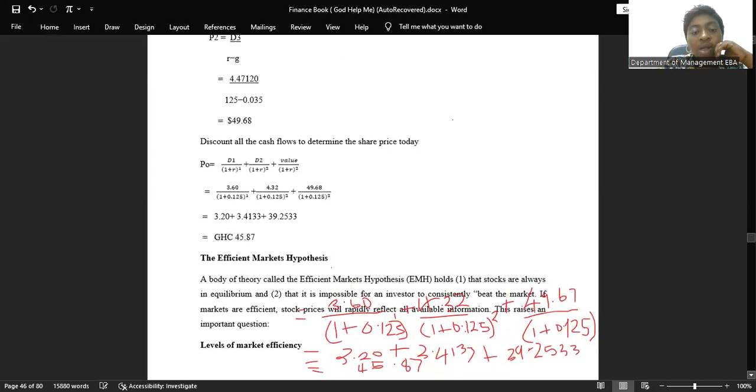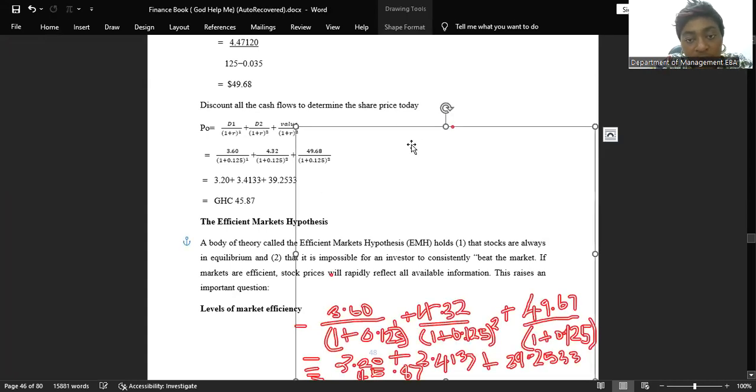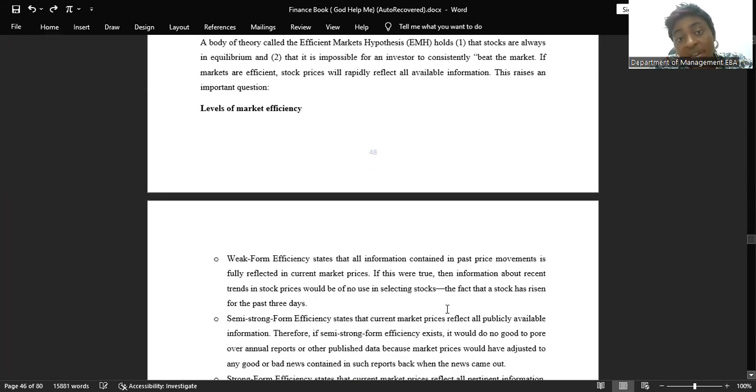Now, that is it. But we want to understand the efficient market. When you talk of the efficient market hypothesis, this is where we assume that the stocks are always at equilibrium. Then it's very difficult for someone to beat the financial market because it reflects all the information. So therefore, you cannot beat it.